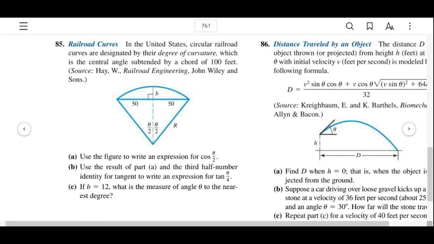Yes, exactly. So can you find a notation for the striped line? Would the striped line be r minus b? Exactly. That's it. So you should be able to find out the ratio for cosine of theta over 2. Okay, I think I see it. Thank you.